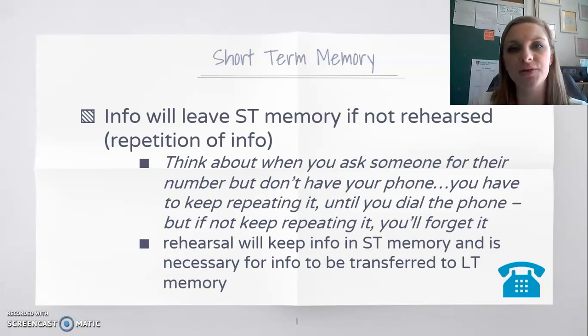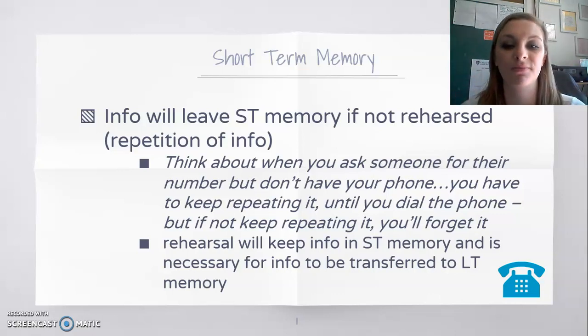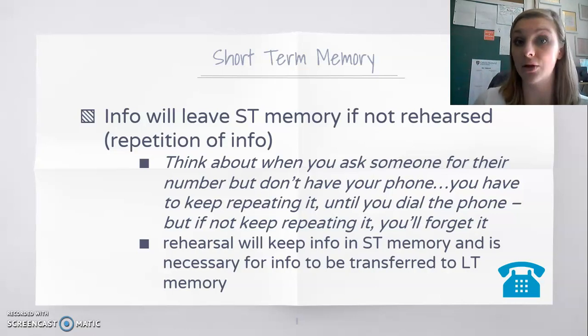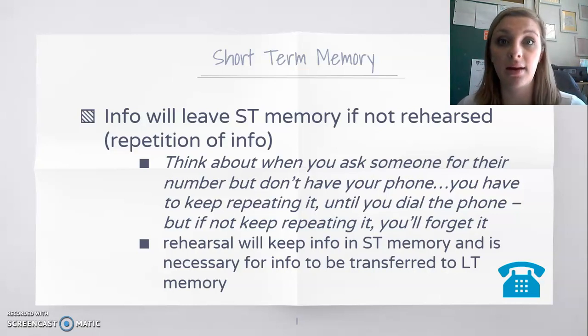If we do not rehearse the information, okay? So rehearsal is the repetition of the information. If we do not rehearse it, the information will leave our short-term memory. Think about it. If you need to get a phone number, you have to repeat it over and over again until you write it down, right? Because that is your rehearsal. You have said that phone number over and over again in order for your short-term memory to keep it in there until it needs to go somewhere else. And that either goes to your long-term memory or it is decayed or displaced if you don't need it anymore. Okay?